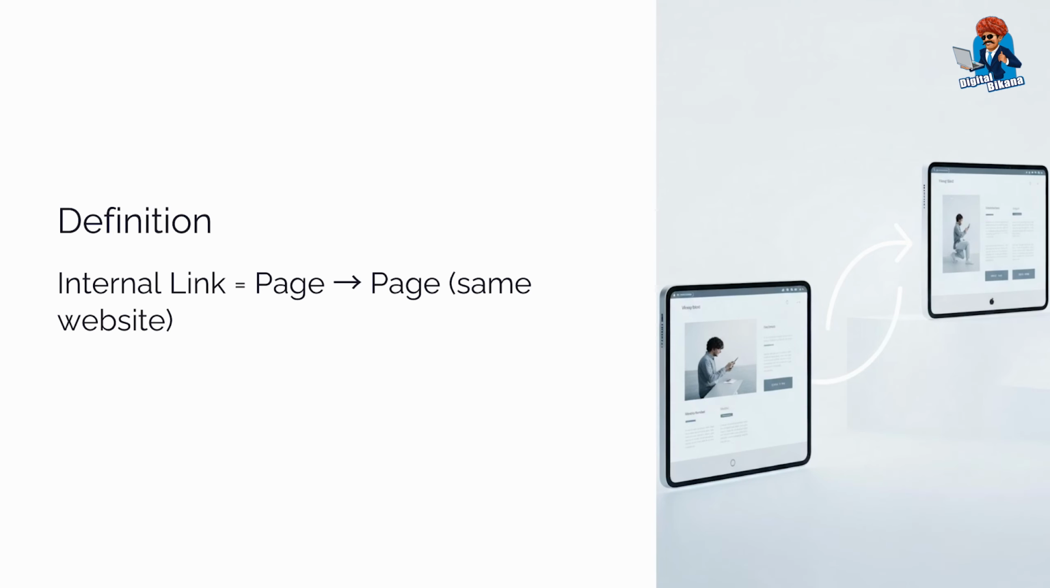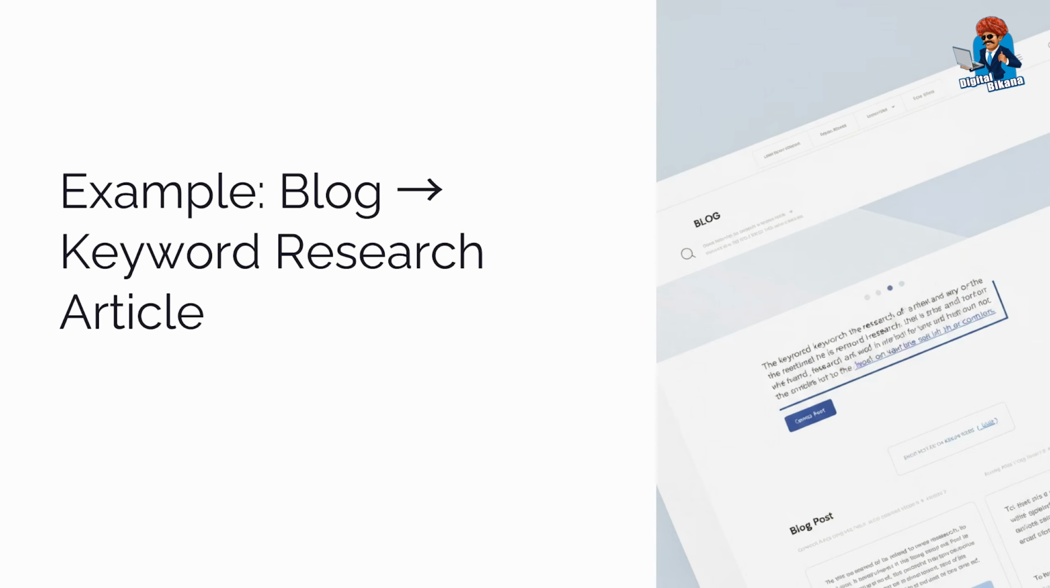An internal link is a hyperlink that connects one page of a website to another page on the same website. Unlike external links, they keep users within your site. For example, if your blog post about SEO links to another post on keyword research, that is an internal link.